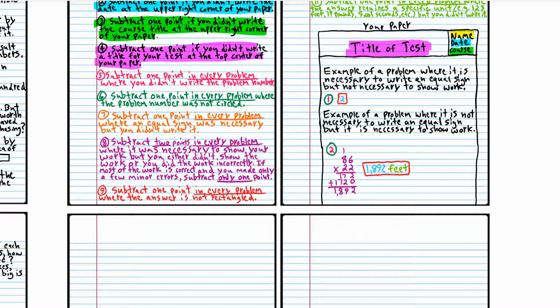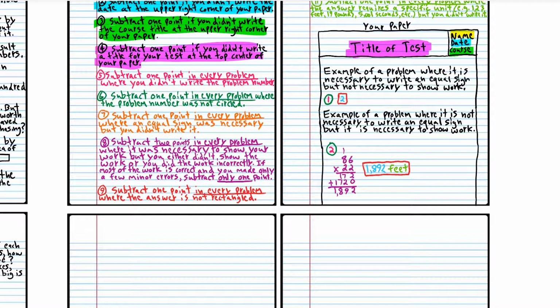So again, if you don't show any of your work, as you can see here, then subtract 2 points. That's half the points for each problem is just showing your work and doing the work correctly. But again, if you just make a few minor errors, then you can give yourself at least 1 point. But they have to be minor errors. If you do half the work incorrectly, then just take off 2 complete points.